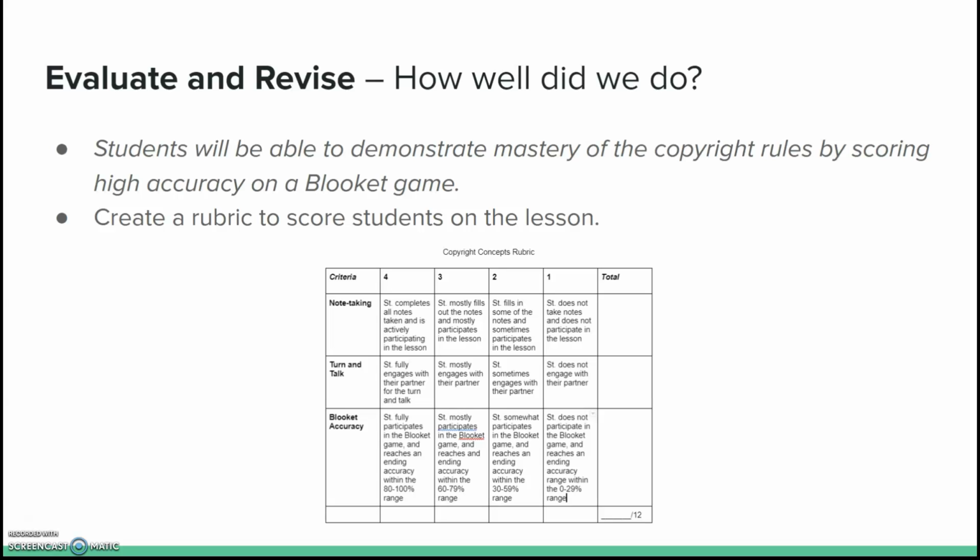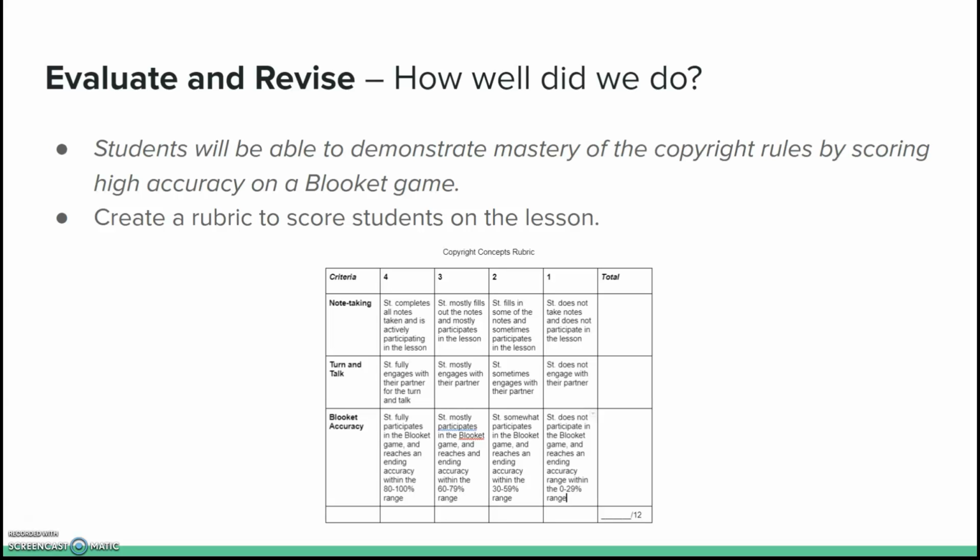Again, you can't see this in your first presentation, but I had it as students will be able to demonstrate mastery of the copyright rules by scoring high accuracy on a bucket game. Again, you could not see this in the first presentation, but I have created a rubric to score students on the lesson. It is a 4-point scale for 3 different criteria for a total of 12 points.